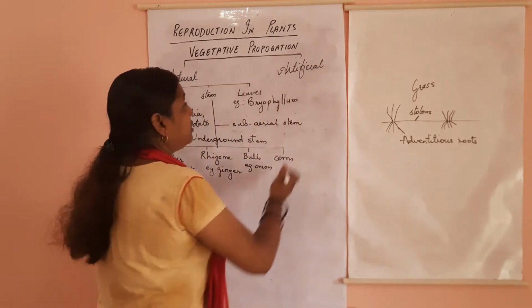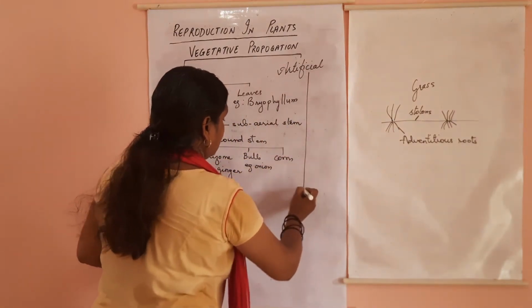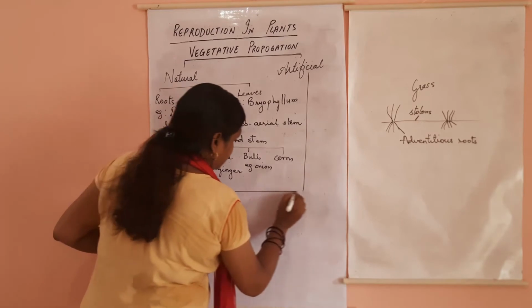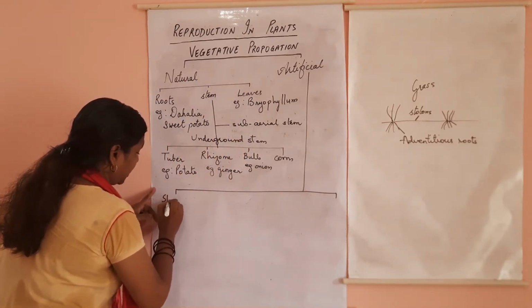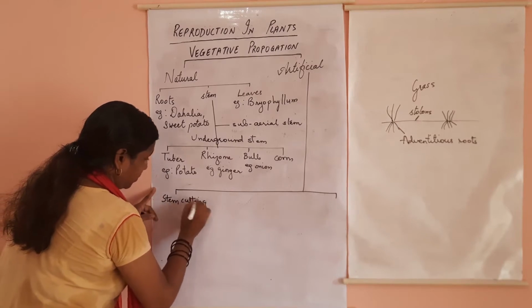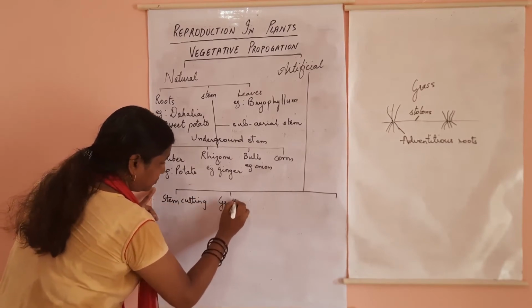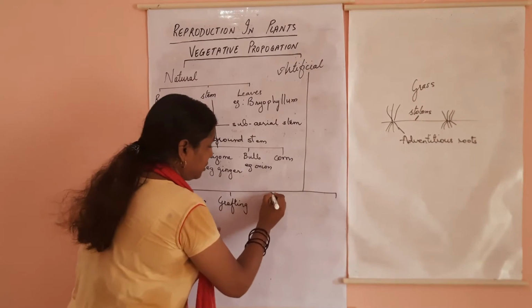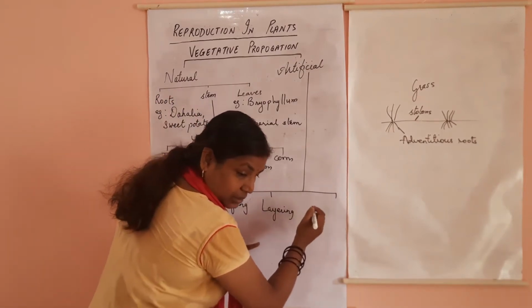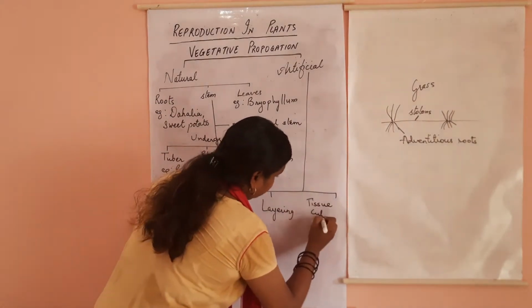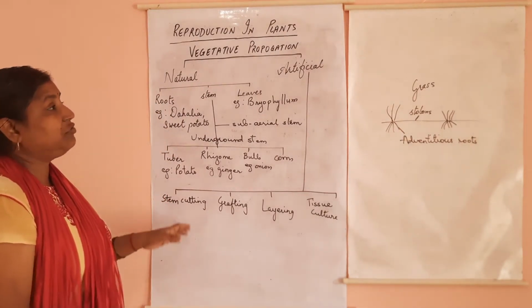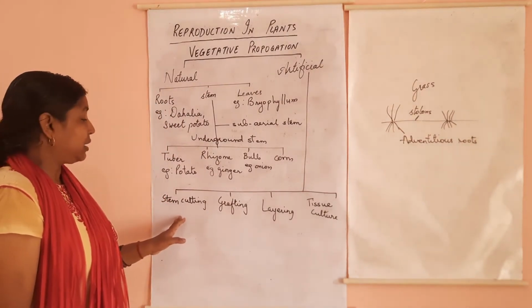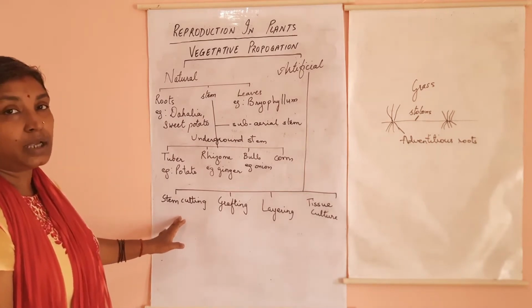So now let's begin with artificial vegetative propagation. This is carried out by stem cutting, grafting, layering and tissue culture. So these are the four ways by which artificial propagation can be carried out. So let's study one by one.